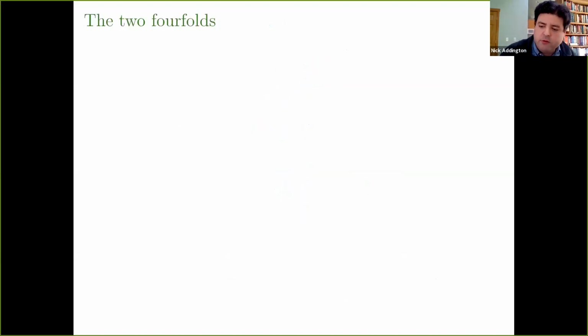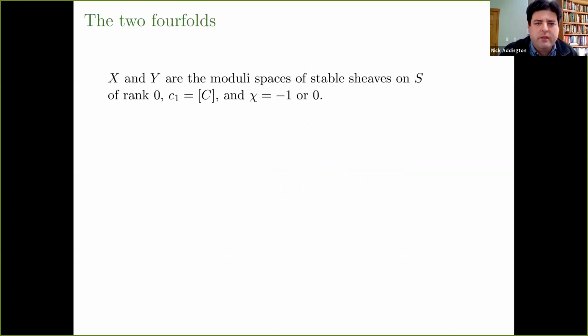Okay, so what are the two fourfolds? They are the moduli spaces of sheaves on S of rank 0, first Chern class C, and Euler characteristic either -1 or 0. And I say it that way because we know a lot about moduli spaces of sheaves on K3 surfaces. We know sort of everything about their cohomology. We know a lot about their birational geometry over C. They're symplectic varieties, algebraic symplectic. I usually say holomorphic symplectic, but today I'm over Q.